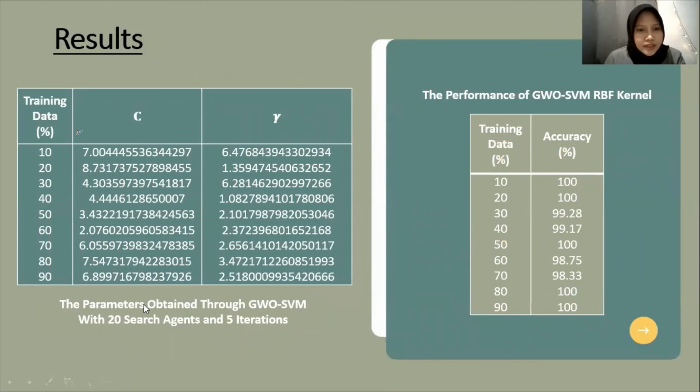And then this is the optimized parameters C and gamma that we get from the gray wolf optimization method. When training data is 10%, the C we get is this, and the gamma is this. And then we use these optimized parameters in the SVM RBF kernel. And here are the accuracies that we get.